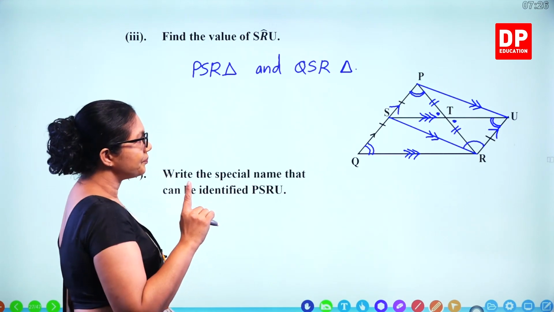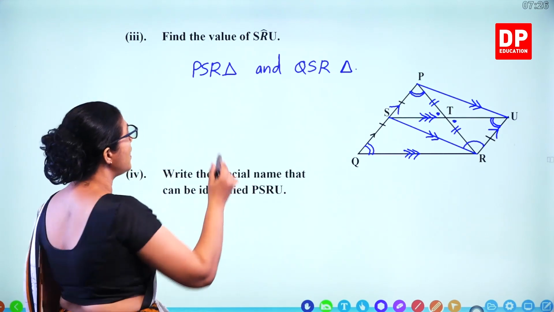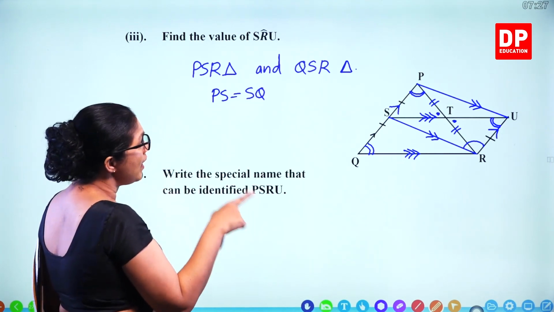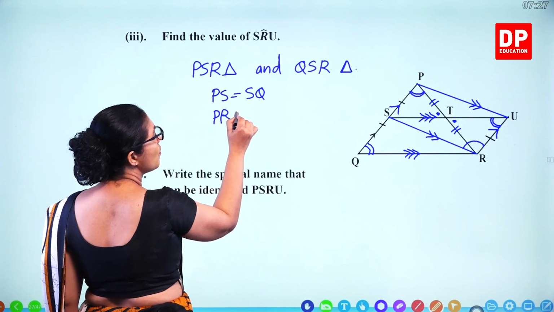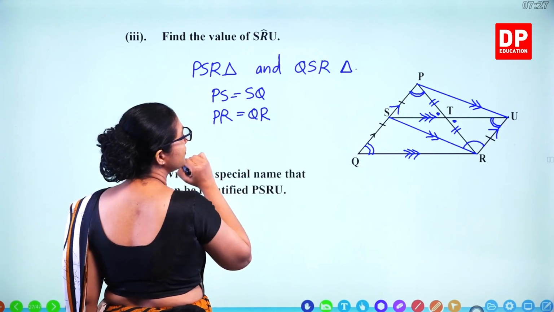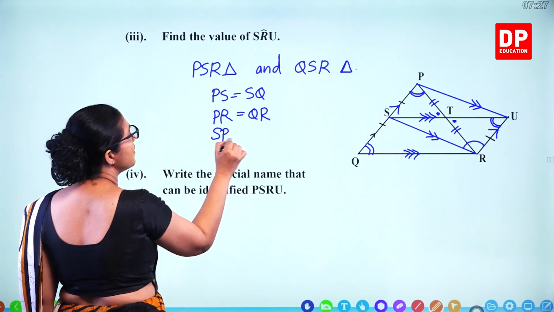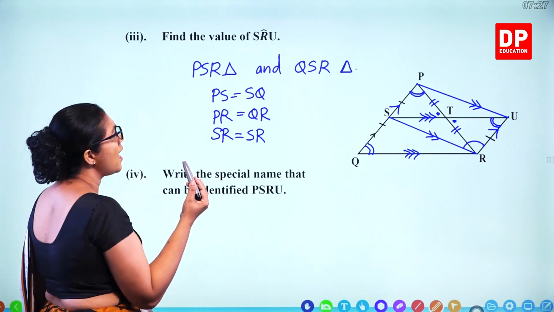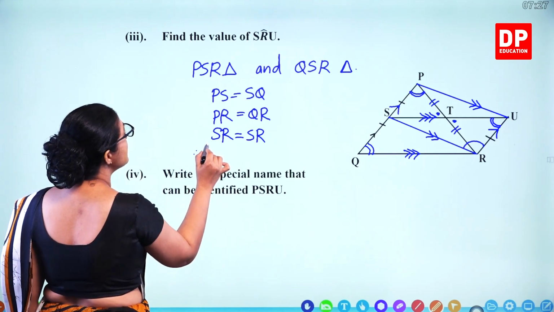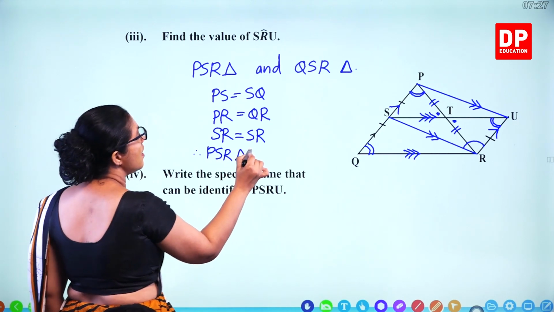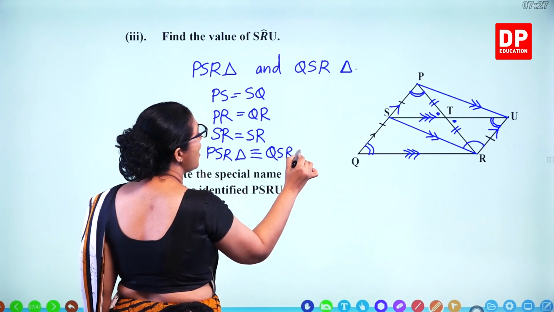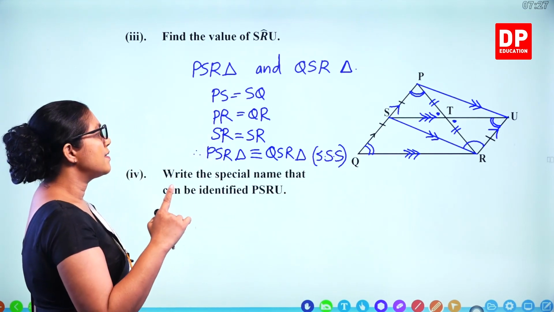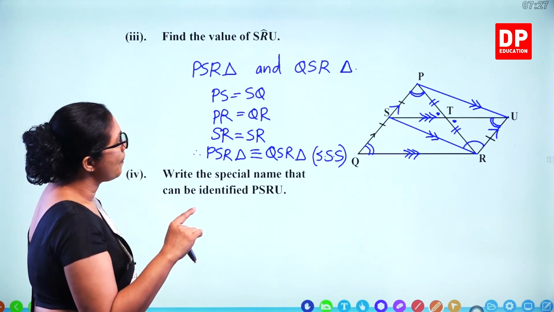What can you say? PS is equal to SQ. It's already given. And we know that PR is equal to QR. That's also given. And SR is common. What can you say about all this? All three sides are equal. So that means triangle PSR is congruent to triangle QSR because of the SSS case. Side, side, side. Corresponding sides are equal.